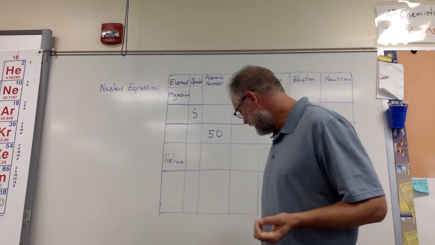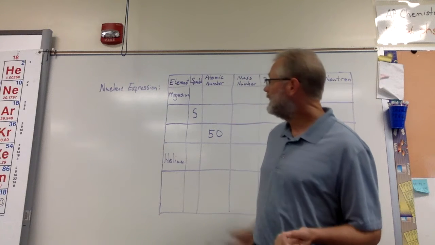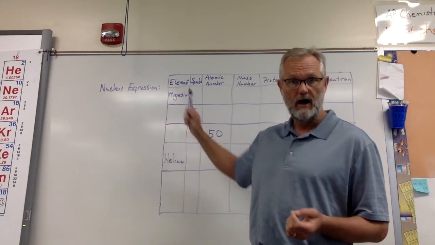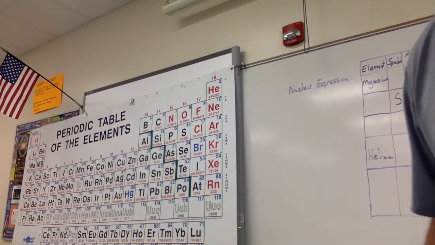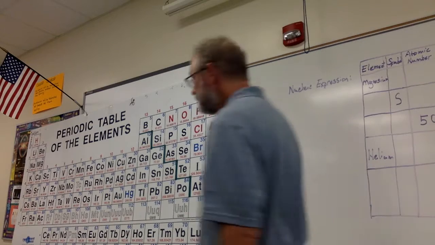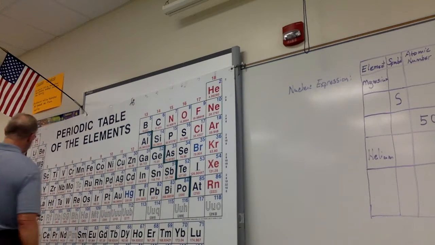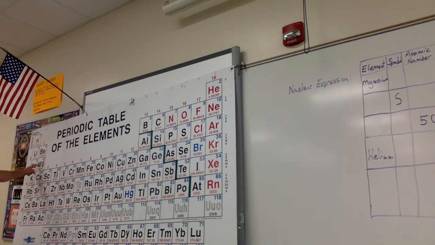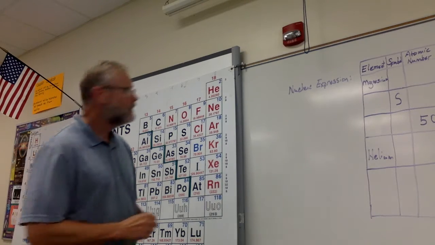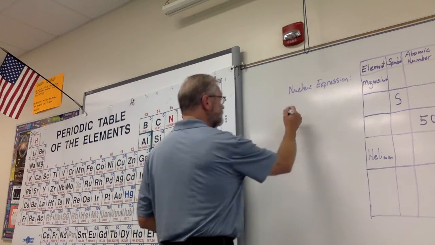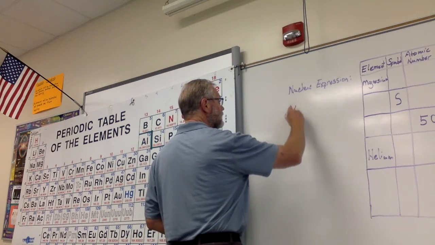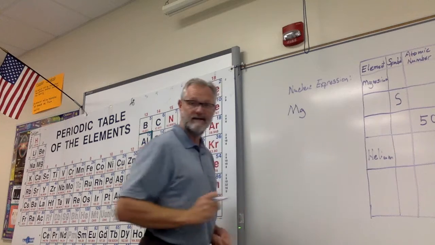So I'm going to begin by doing an example of a nuclide expression of magnesium. Over here to my right, you can see that I've set up a periodic table. If I look on the periodic table, magnesium is way over here, and its symbol is Mg. So if I'm going to do the nuclide expression, then I would write Mg, and that's its symbol.